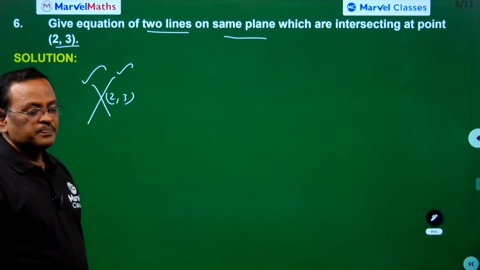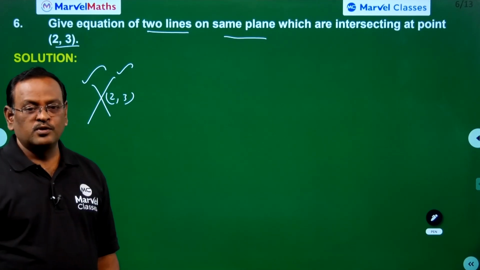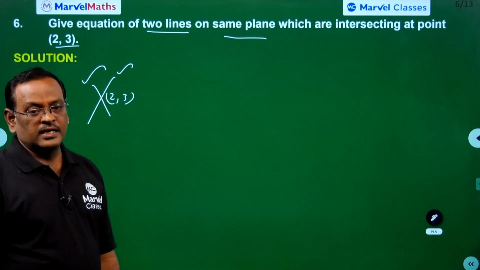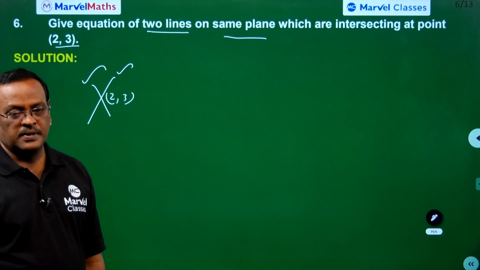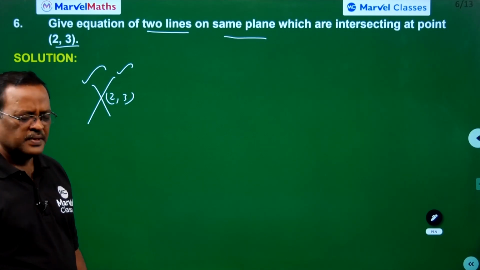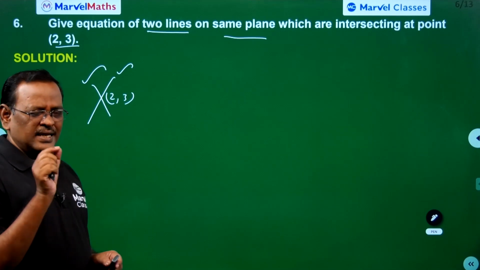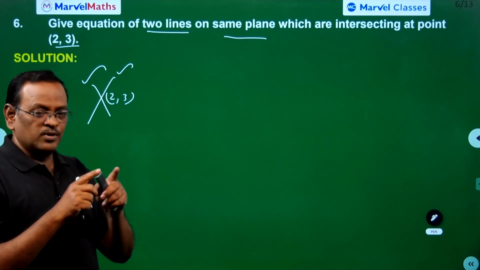How to write? In the exam you can expect 2 points, 2 lines or 3 lines. More than 2 lines you can expect in Section D, 2 lines you can expect in Section B, a 2 mark question. Very simple technique, very simple. You can easily get a simple linear equation: add both the numbers.